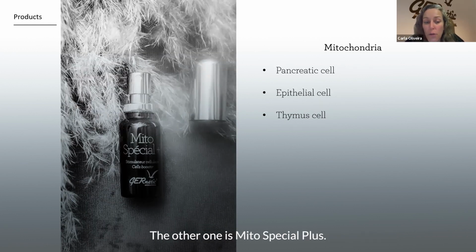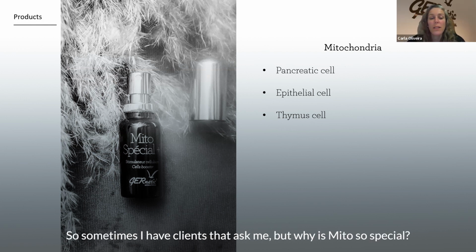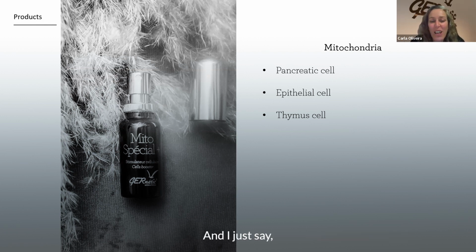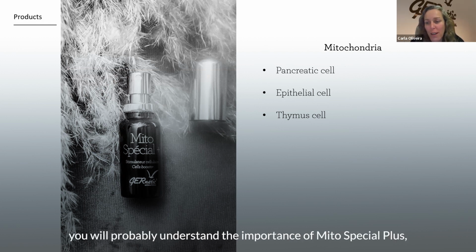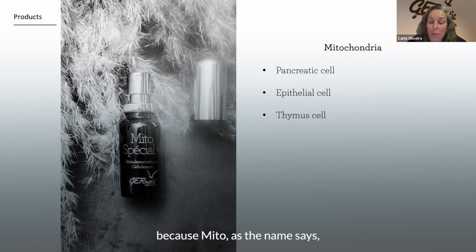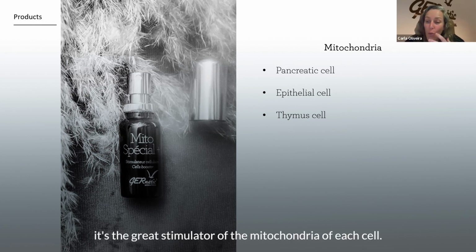The other one is Mito Special Plus. So it stimulates the pancreatic cell, the epithelial cell, and the thymus cell. So sometimes I have clients that ask me, but why is Mito so special? And I just say, if you stop breathing for 2 minutes, you will probably understand the importance of Mito Special Plus. Because Mito, as the name says, is the great stimulator of the mitochondria of each cell.